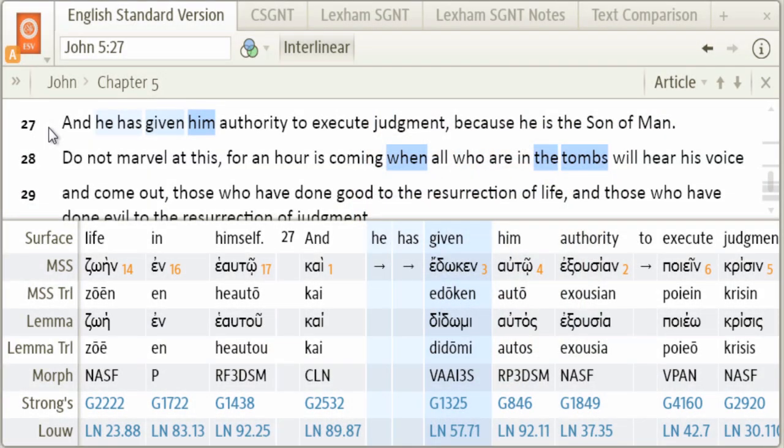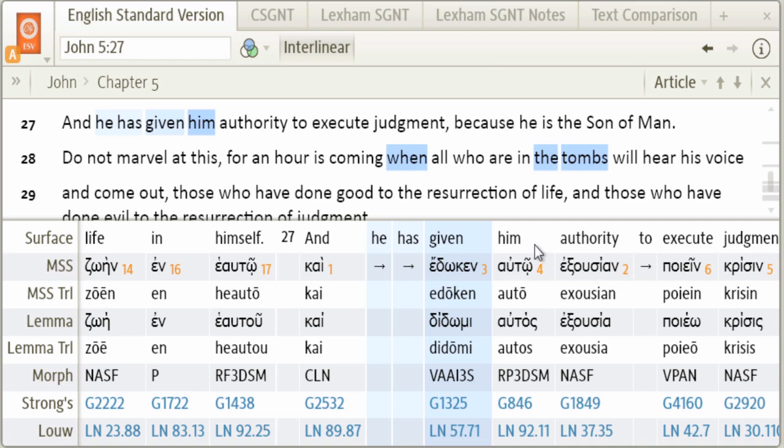The dative case can indicate the indirect object of the verb. Verbs of giving and speaking often include an indirect object which appears in the dative case. John 5:27 reads, "And he has given him authority to execute judgment because he is the Son of Man." And we have a word in English here highlighted in blue because the underlying Greek word is in the dative case. And that word is auto, which is translated him.